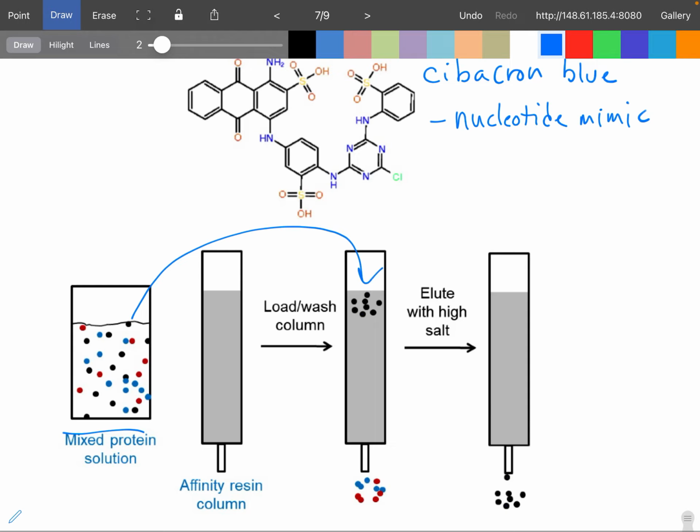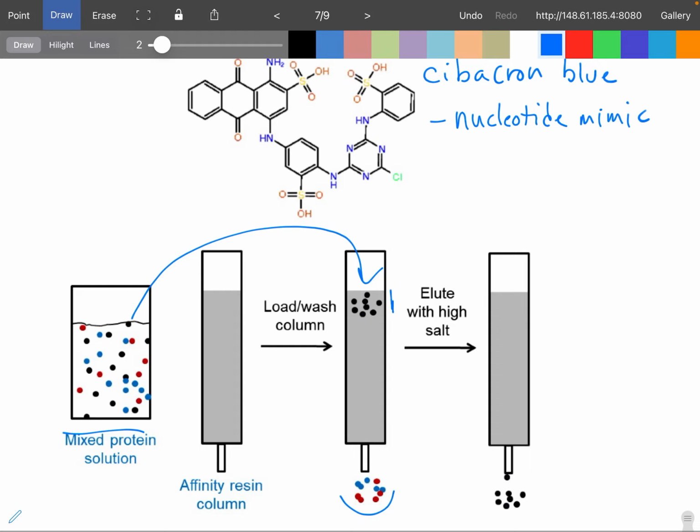But some proteins will bind to it like this, and we can elute those proteins off the column with something like high salt to interfere with the interactions there, or other compounds as well. And so here has been a very effective way to separate that. Affinity chromatography tends to be a very, very good way to separate proteins from other contaminants.